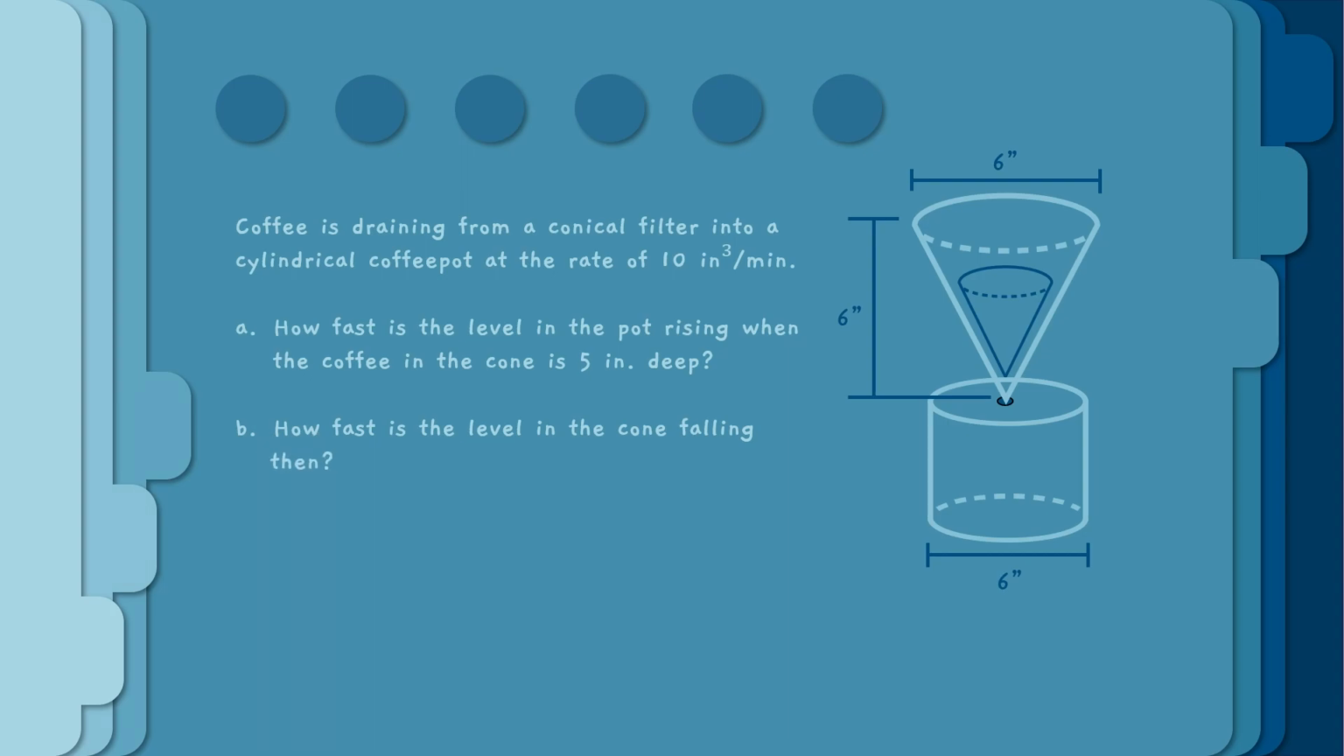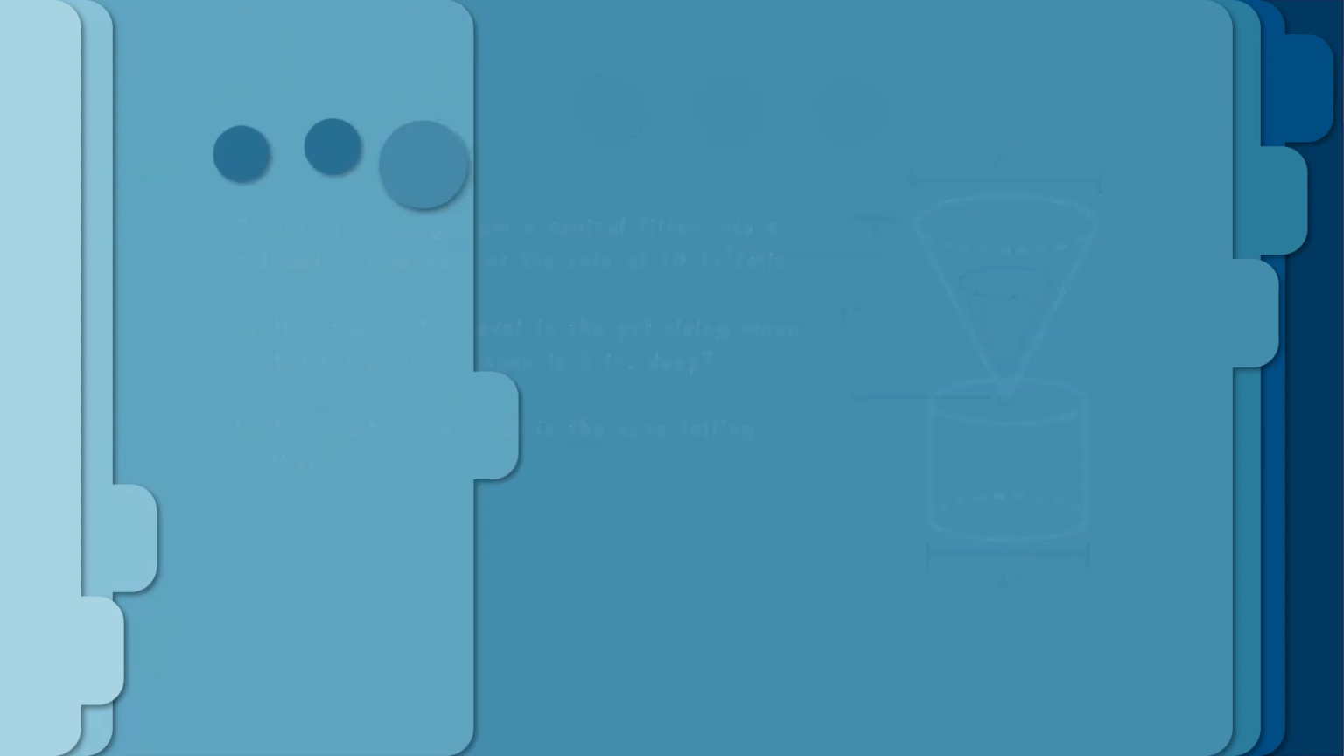Next, we will start with our first situation. Coffee is draining from a conical filter into a cylindrical coffee pot at the rate of 10 inches per minute. A. How fast is the level in the pot rising when the coffee in the cone is 5 inches deep? B. How fast is the level in the cone falling then?